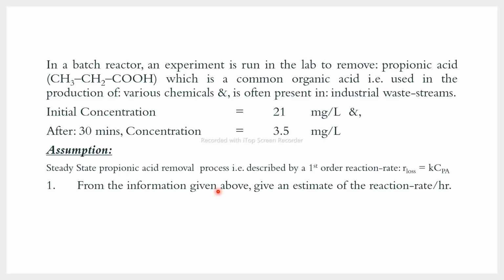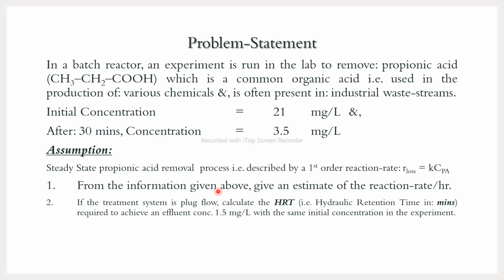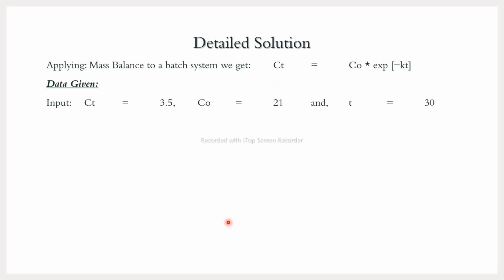Yes. Okay. And the second problem statement: the first was a batch reactor, right? Now you have to consider a flow reactor and calculate the hydraulic retention time in minutes. Again, the effluent concentration that you have to achieve is changed from 3.5 to 1.5 milligram per liter. Now, from earlier, you have calculated k as 0.0597 per minute.